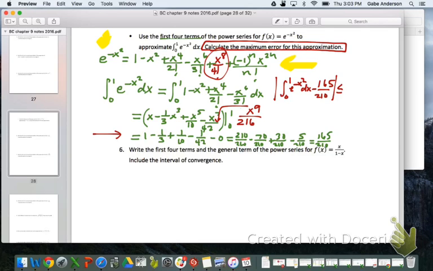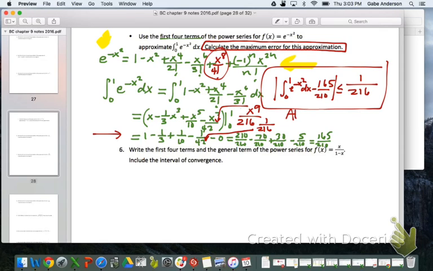Okay, so plugging in a 1, it would have gone right in here, gives me 1 over 216. So that tells me that my error is less than or equal to the first neglected term. That would be 1 over 216. That's my maximum error. So what I'm using there is the alternating series error bound. Good review from several sections ago.